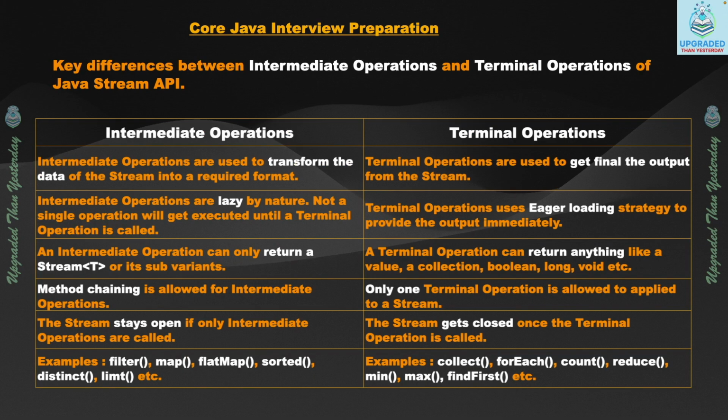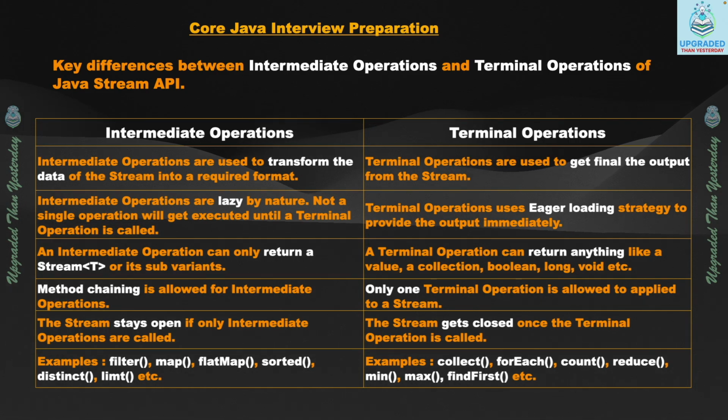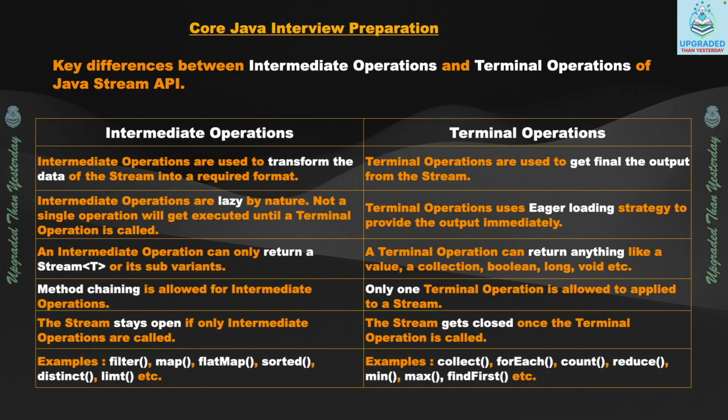Second difference, intermediate operations are lazy by nature. Not a single operation will get executed until a terminal operation is called. If a stream is defined only with intermediate operations, then that stream is just defined. It won't execute anything. Whereas the terminal operation uses an eager strategy so that it can return the value as soon as the operation is called.